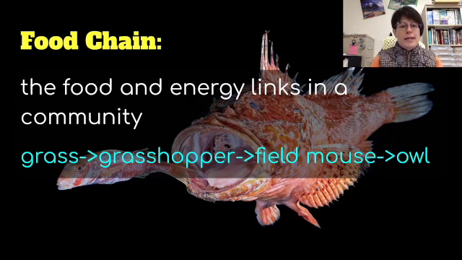The food chain is the food and energy links in a community. An example would be we start with a grass from our previous pyramid, go to a grasshopper, the energy goes to the grasshopper, to a field mouse, to an owl. And notice, just like in the food web, in the food chain, the arrows are always pointing in the direction the energy is flowing, in the direction it is going.